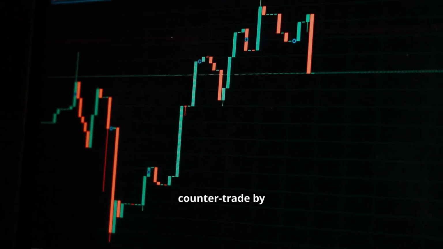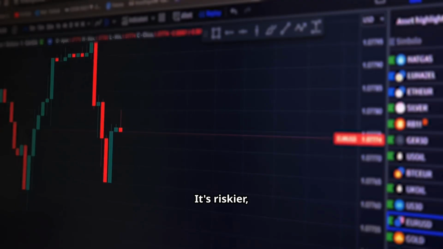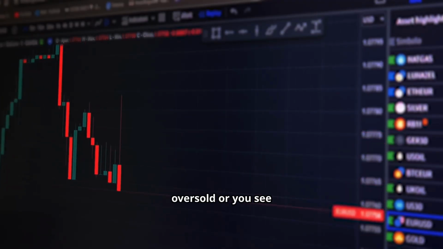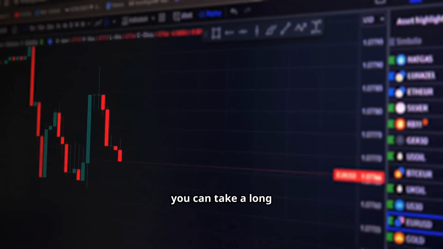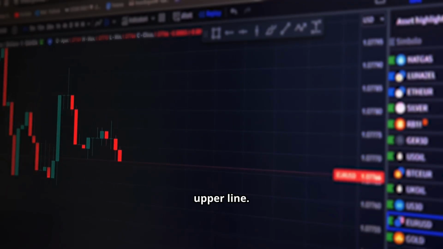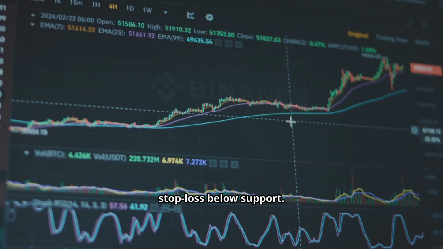Some traders counter-trade by buying near the support line. It's riskier, but if RSI shows oversold or you see a bullish reversal candle, you can take a long trade toward the upper line. Always keep a tight stop loss below support.